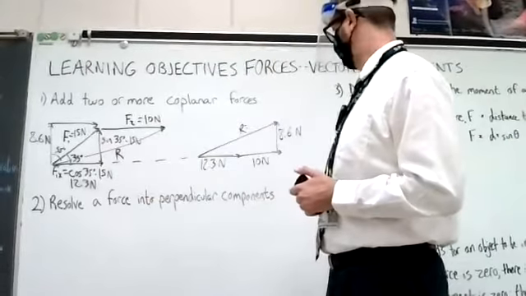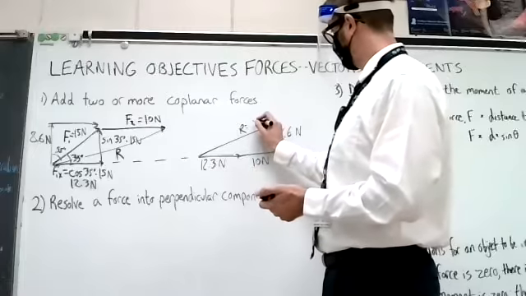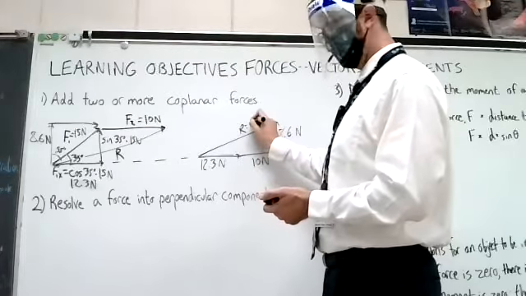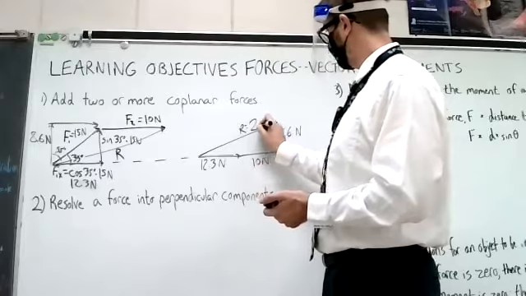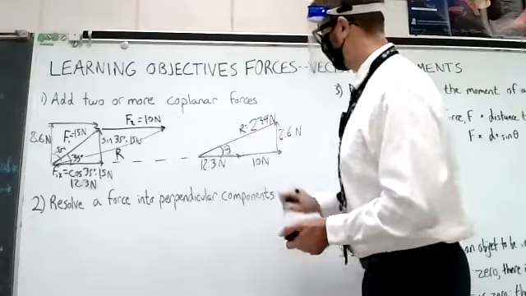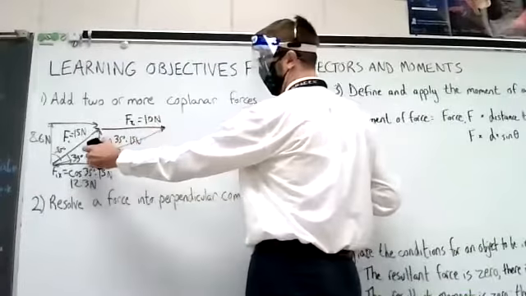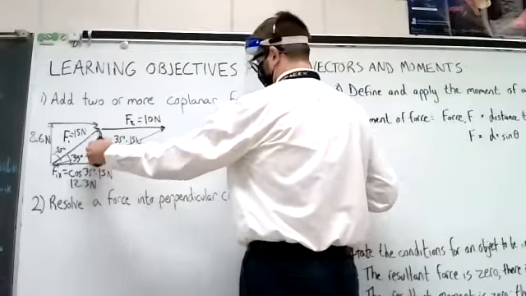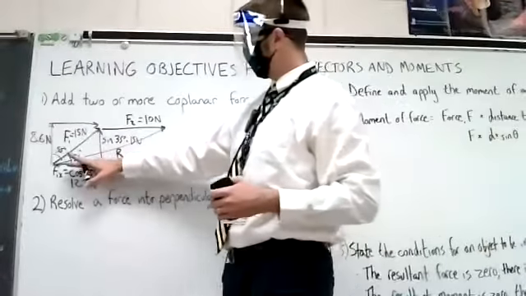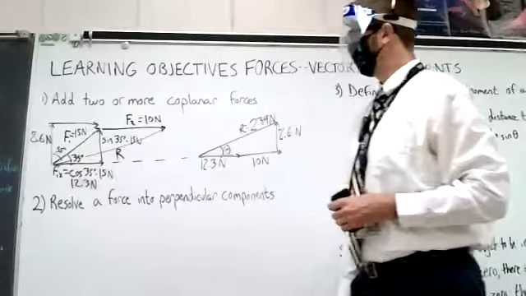All right, what do we get for a result? Anybody? 23.9 newtons. Let's calculate this angle theta. So this is the angle that R is making, and we could say relative to the horizontal, the same way that we oriented the angle of force 1.